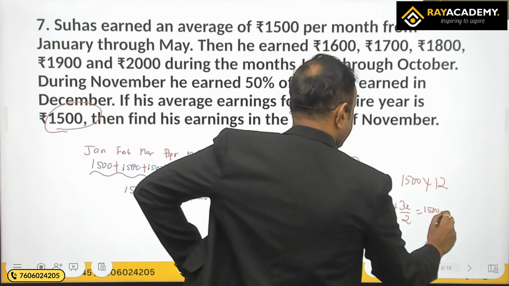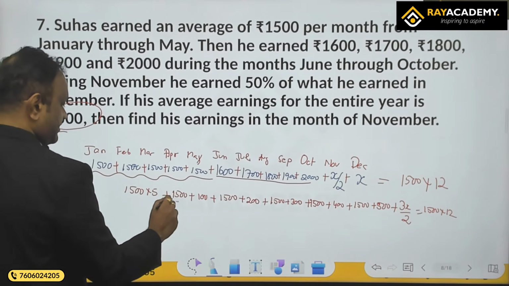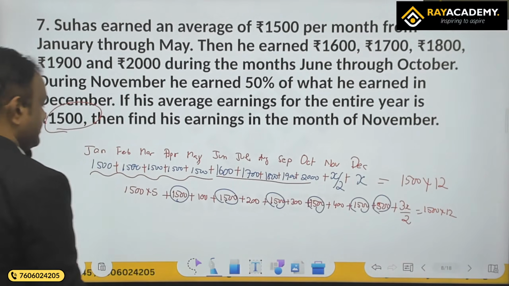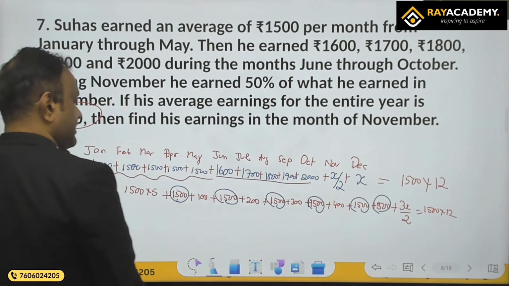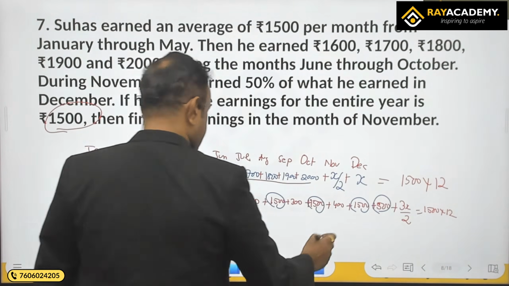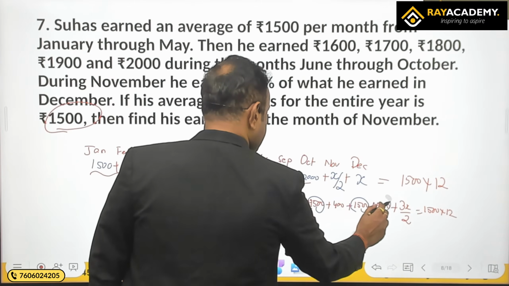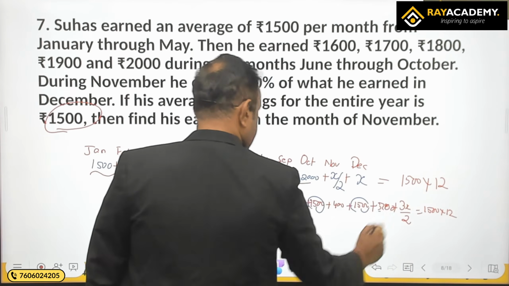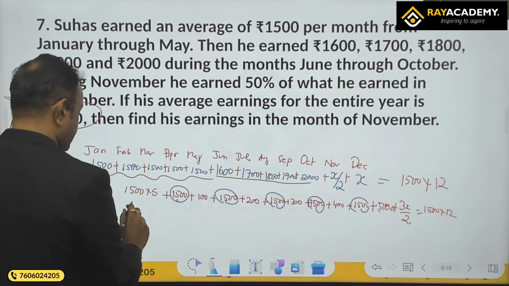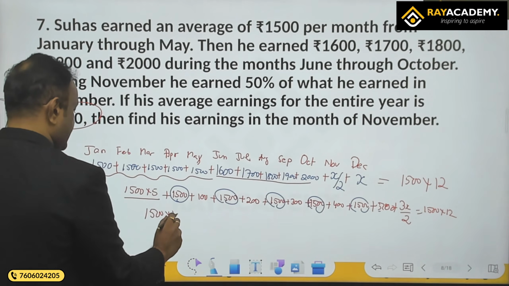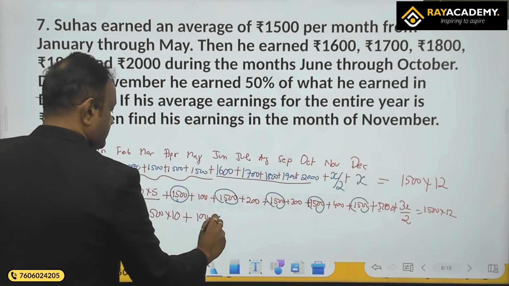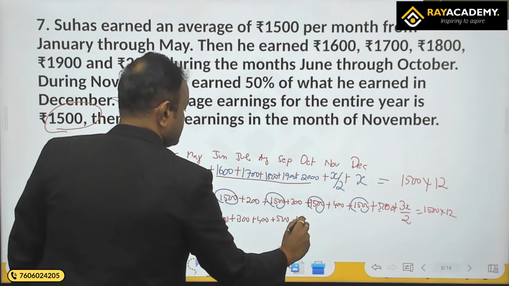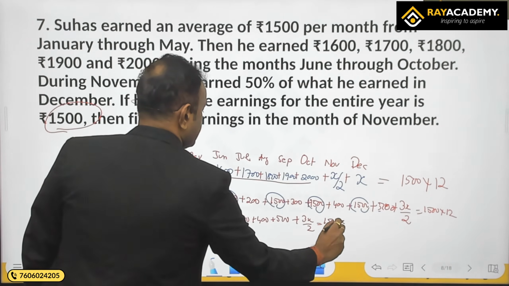That is 1500 into 12. So the easy way is to add up 1500 for 1 2 3 4 5, sorry, it's 5, there were already five. So it is 1500 into 10 plus 100, 200, 300, 400, plus 500, plus 3x by 2, equal to 1500 into 12.